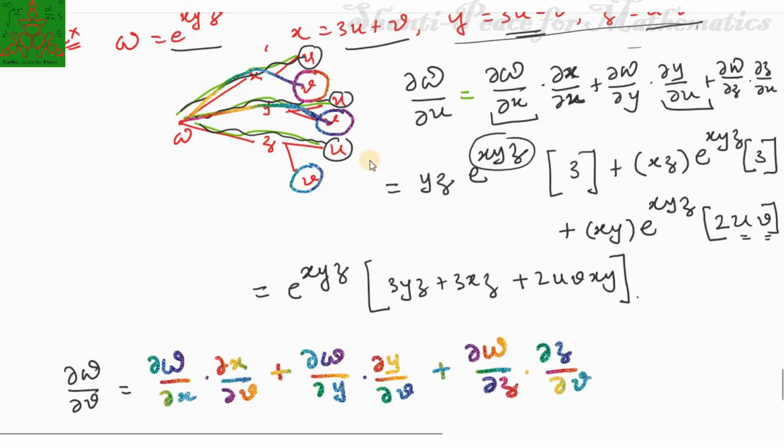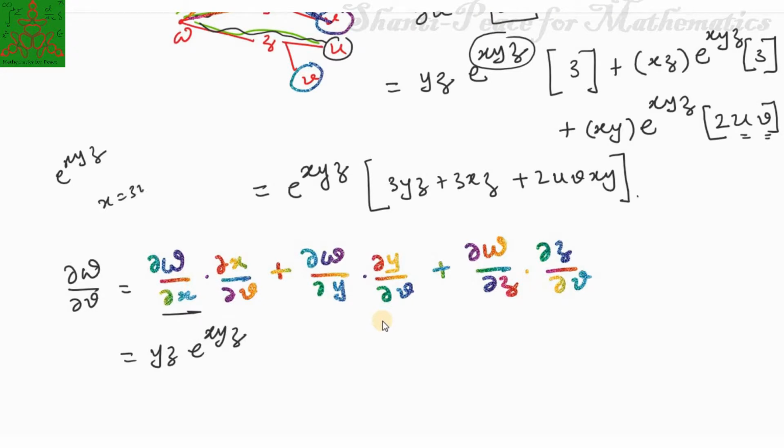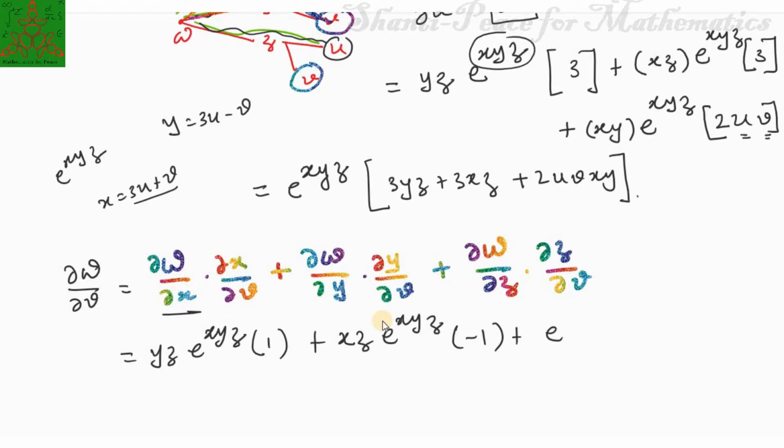Now we need to calculate each and every quantity. So the derivative of e power xyz with respect to x will give you yz into e power xyz. Your x is 3u plus v, so the derivative of this is 1. Plus xz e power xyz. The value of y is 3u minus v, so that's why it is minus 1. And e power xyz into xy, the value of z is u square v, so that's why it is u square.